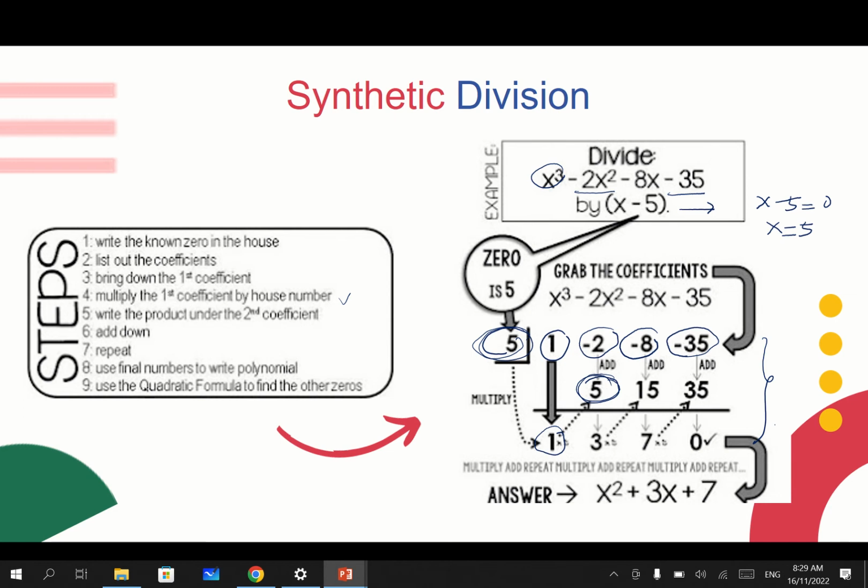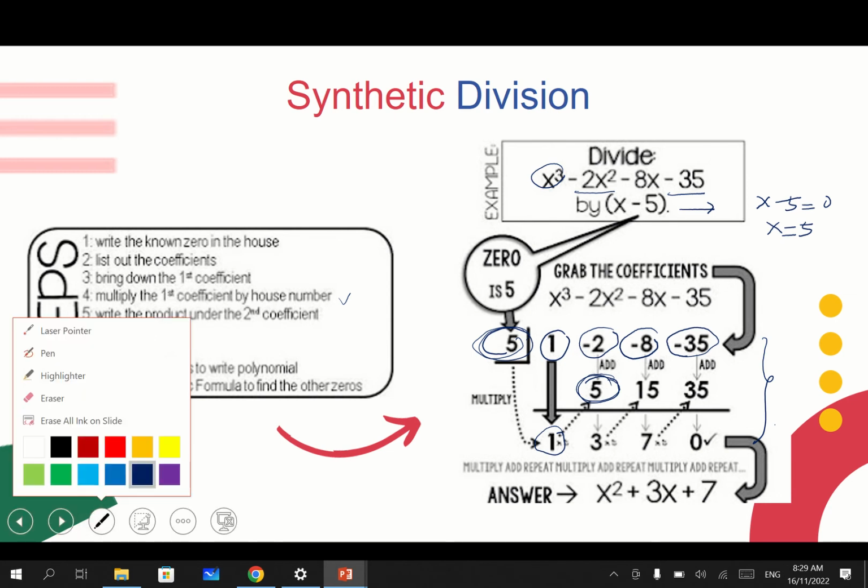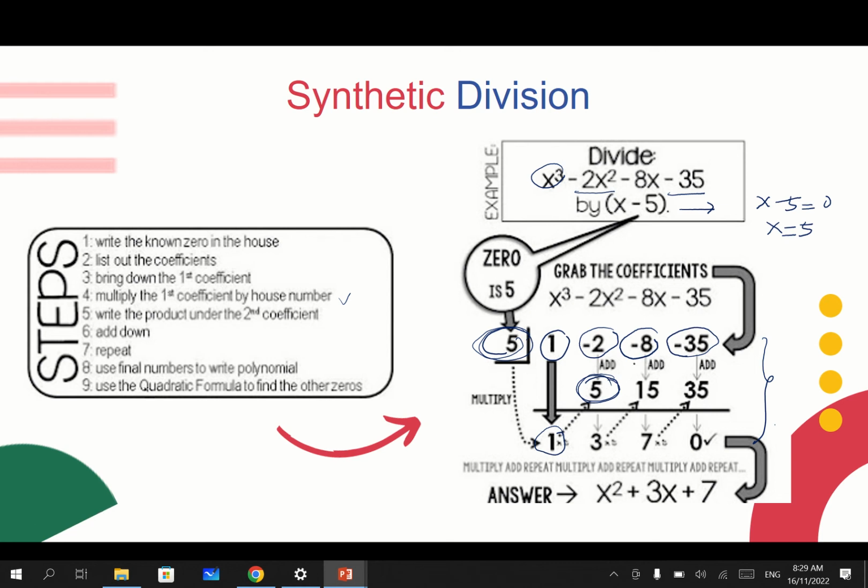And then the coefficient in the column yang kat tengah-tengah tu, this one kita kena tambahkan. Value dia kita tambah negative 2. Negative 2, we add 5, we will get 3. And then 3 times 5, kita akan dapat 15. So negative 8 plus 15, kita akan dapat 7. And then repeat the process, 7 multiply by 5, we get 35. And then negative 35, we add 35, we get 0.